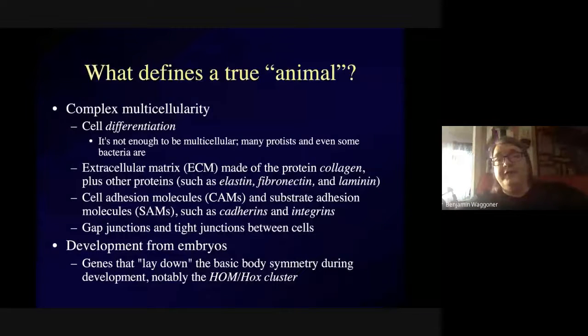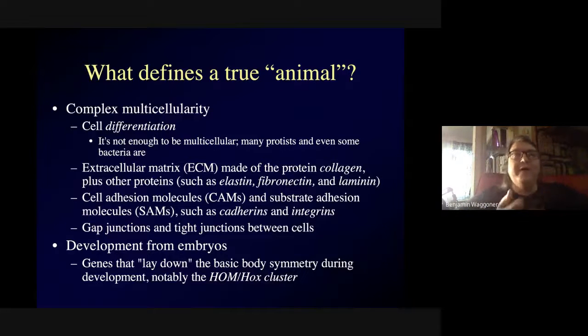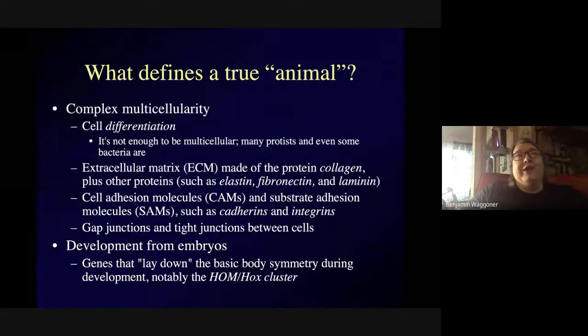You have to ask what defines a true animal, and animals are multicellular, or at least they're descended from multicellular ancestors, but that's not all there is to it, because there's lots of multicellular protists as well. At least one of you, I think it might have been Taylor, already sent me a picture with some green algae growing in it. And if you look at those green filaments carefully, they're multicellular. They're made up of kind of rectangle-shaped cells that just stick together in long filaments, a little bit like the cars on a train. And there's lots of protists that are multicellular. There's even some bacteria that can be multicellular.